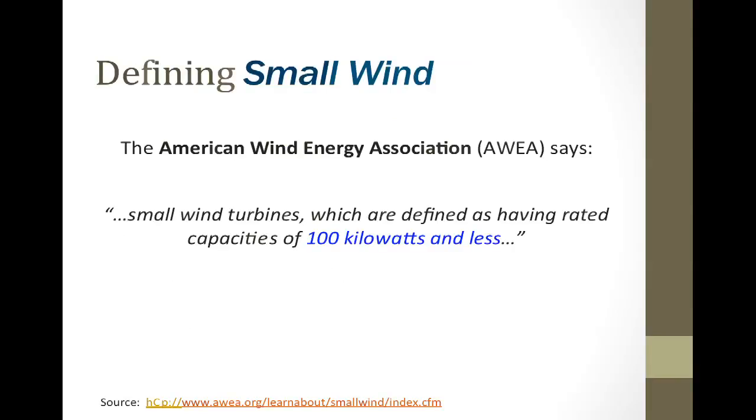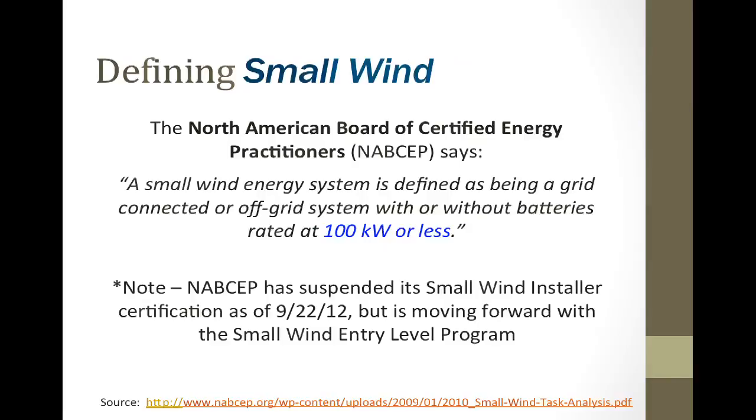What is small wind? Well, AWEA, the American Wind Energy Association, says that small wind turbines are defined as having a rated capacity of less than 100 kilowatts. 100 kilowatts and less. Down here, the source at the bottom says HCP. It's actually HTTP. So right down here, HTTP. I did slip the spell checker here. Sorry about that. This one didn't.